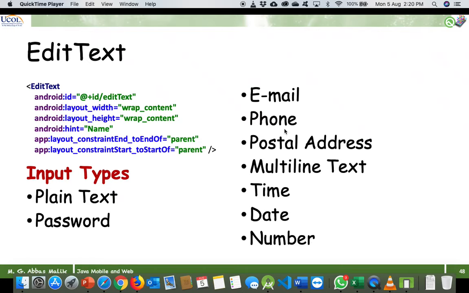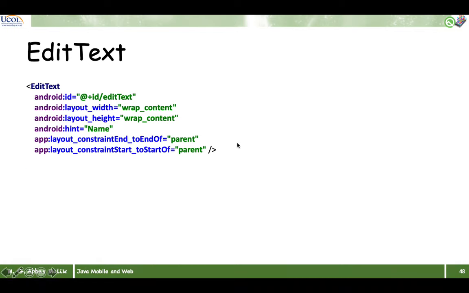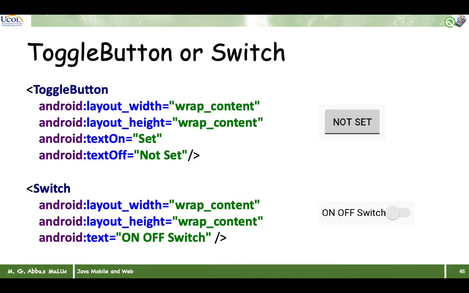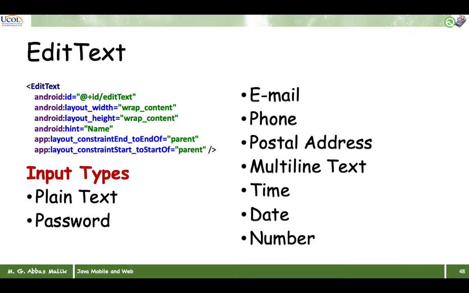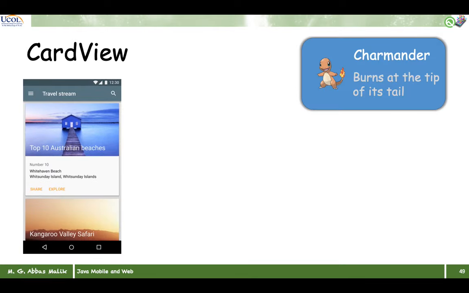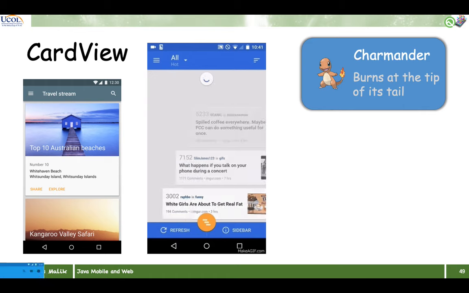Okay, so in the last part we talked about the constraint layout. We looked at the spinner, edit text, toggle button, and switches. So now in this particular video, we are going to look at the card view.